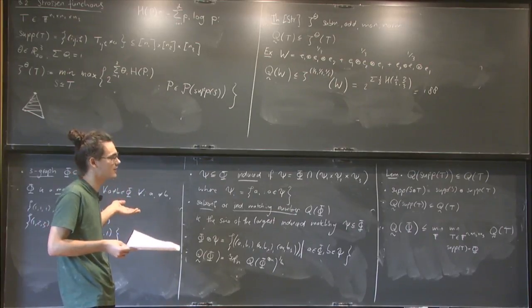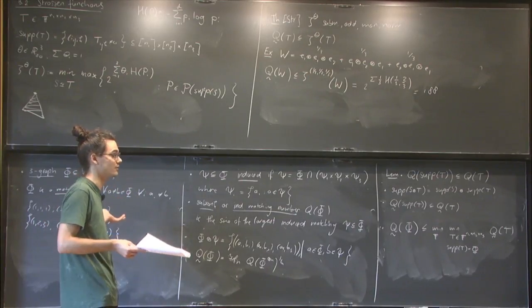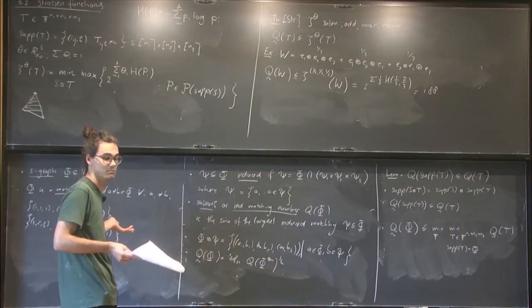So here's a question: what's the tensor generalization of the Lovász theta number, for example?